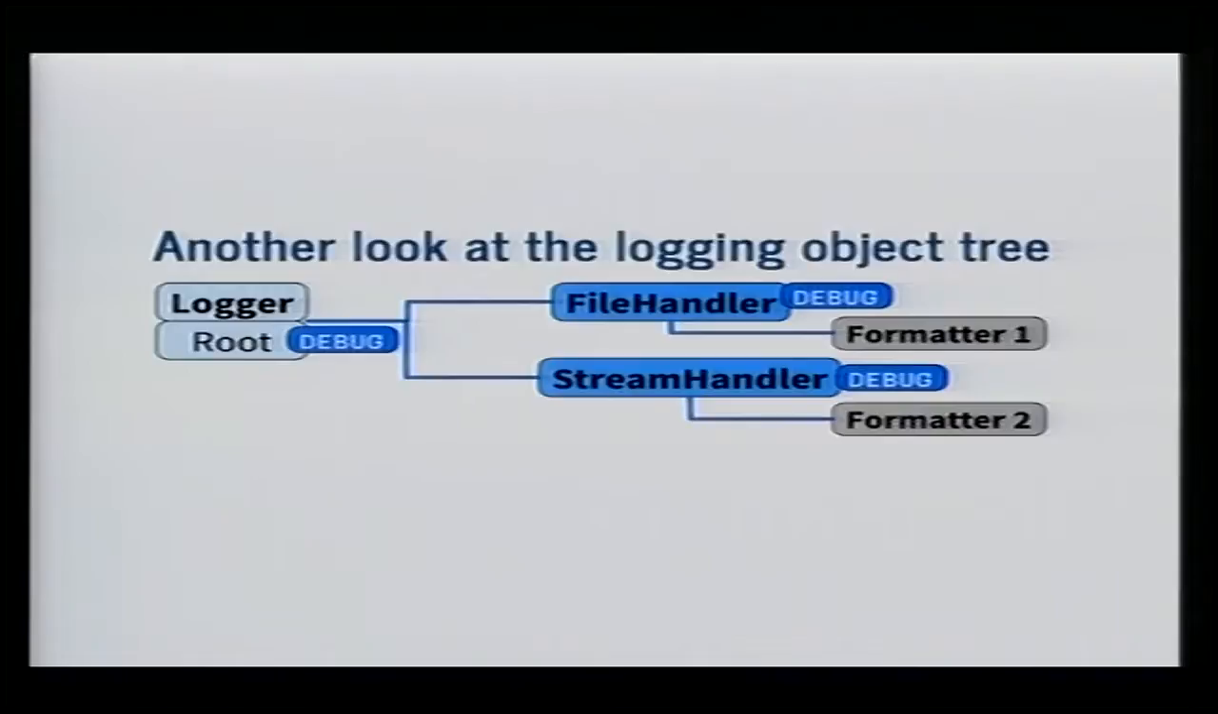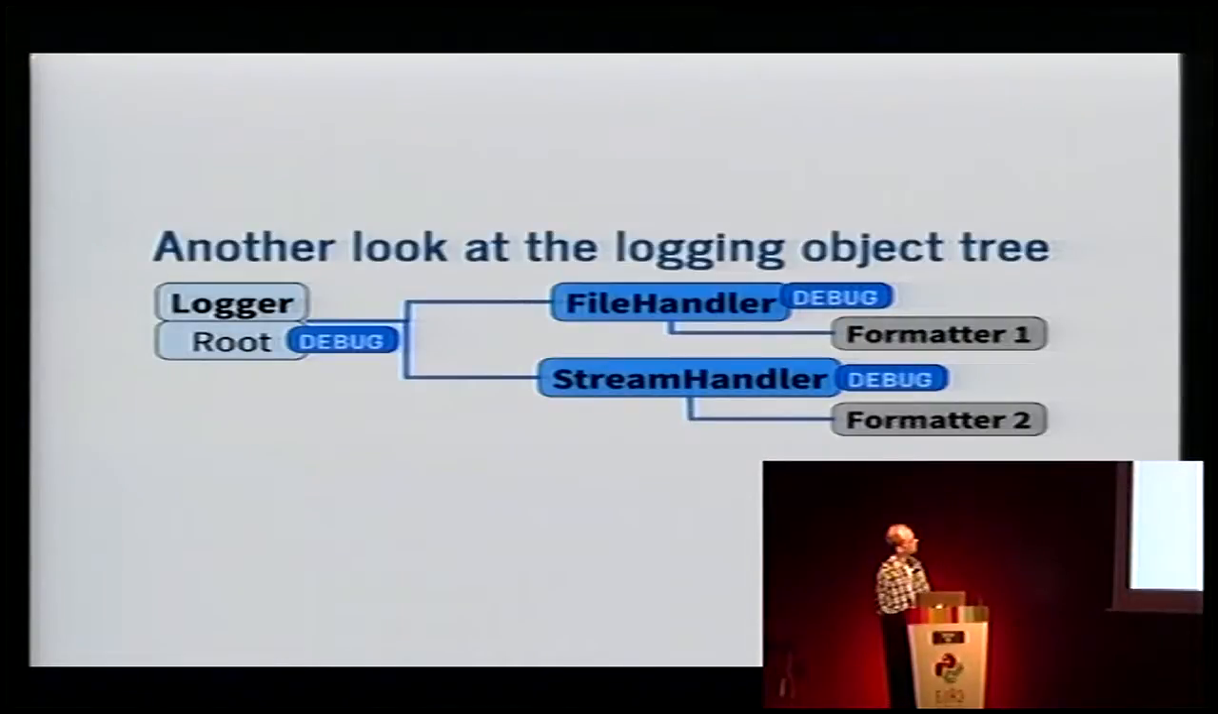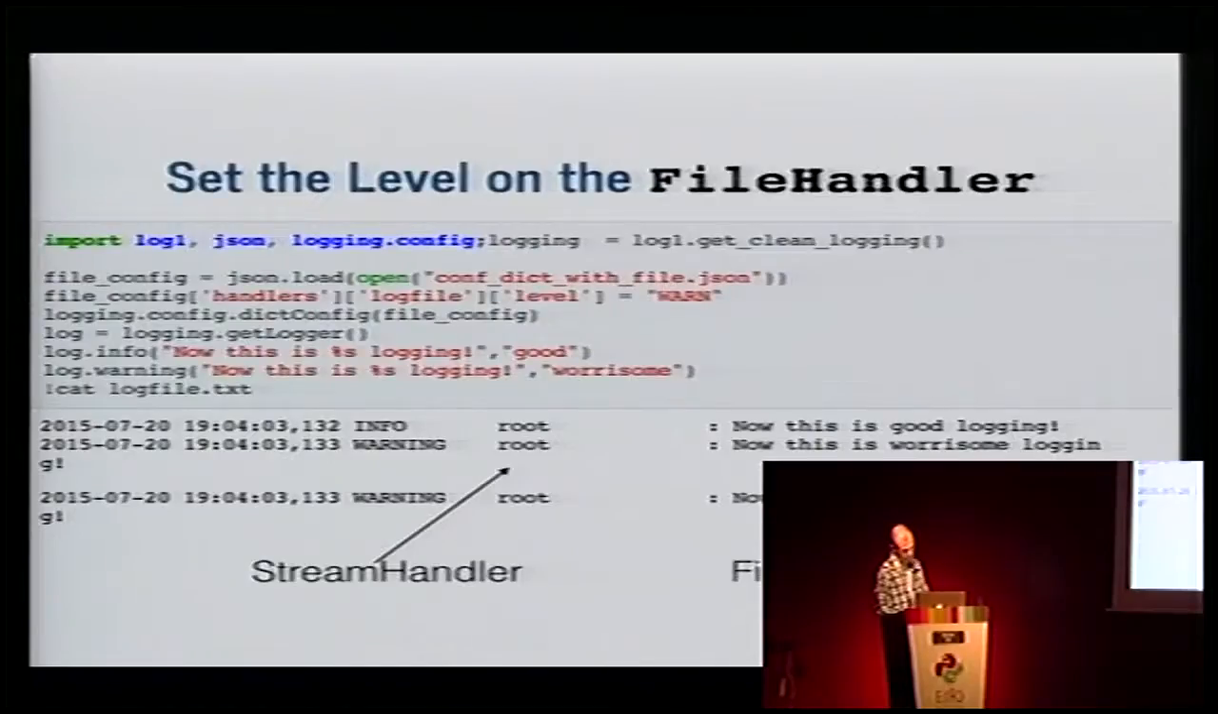So this is our setup now. We have different file handlers and a stream handler. The thing to keep in mind on the log level is that you can have different handlers with different levels. So if you say, I only want errors in my files, but everything in my console, you can do that.